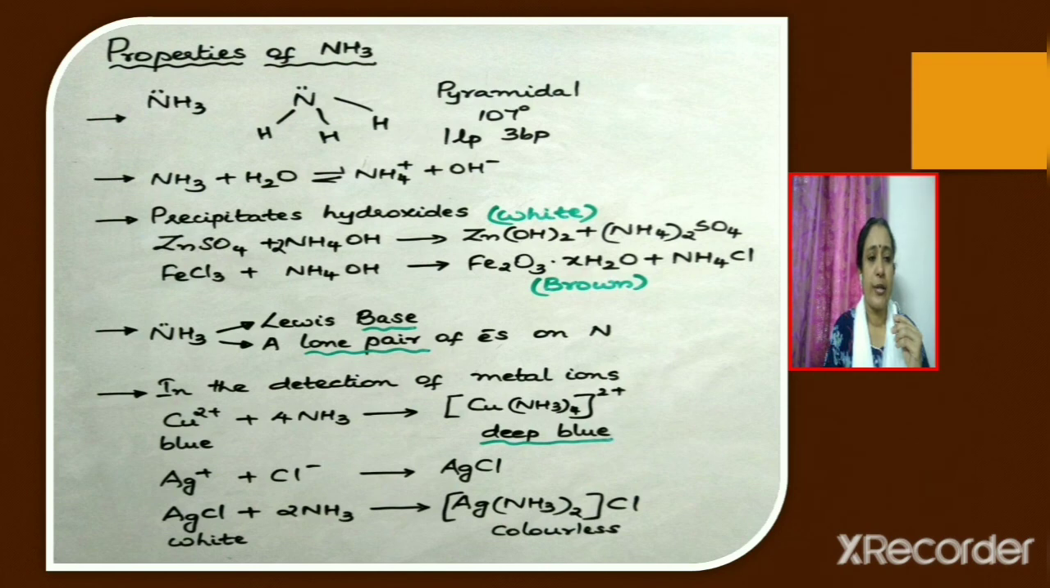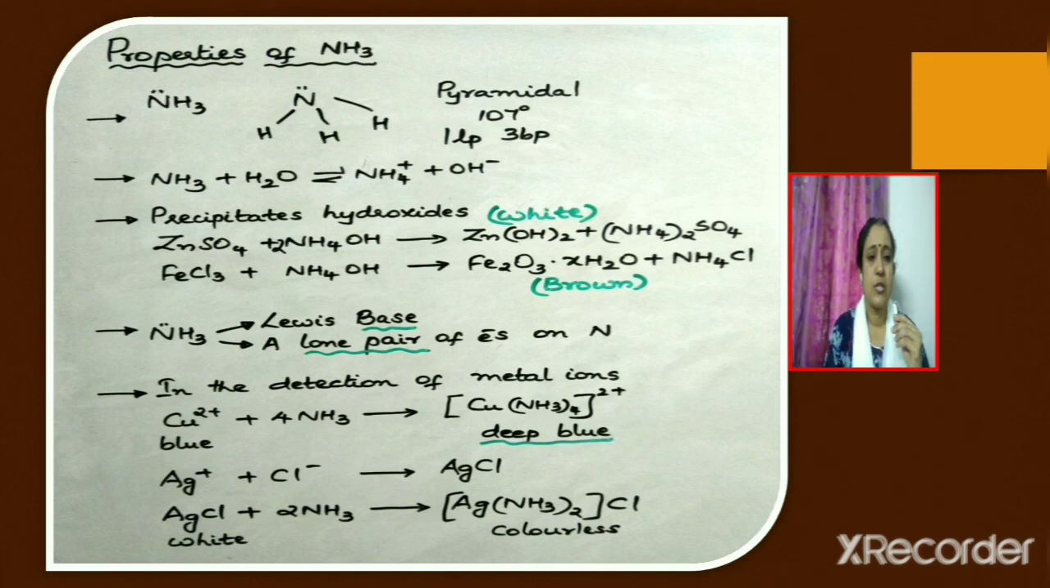Another important point is that ammonia acts as a Lewis base. It is due to the fact that in ammonia, nitrogen has a lone pair of electrons. So, ammonia will act as electron pair donor and hence ammonia is regarded as Lewis base.